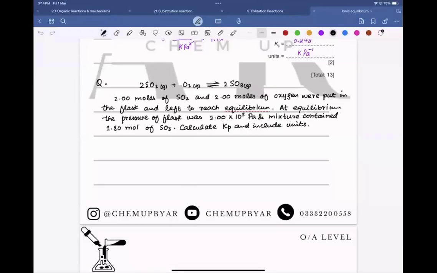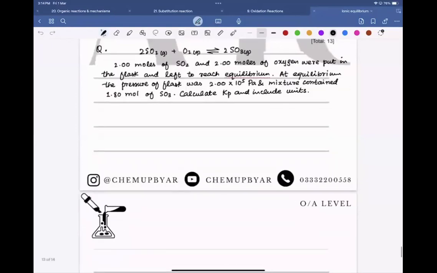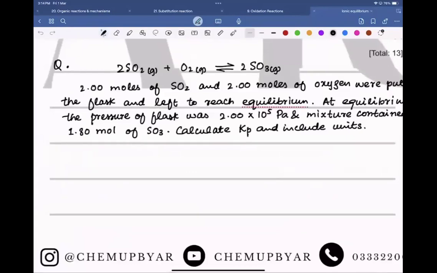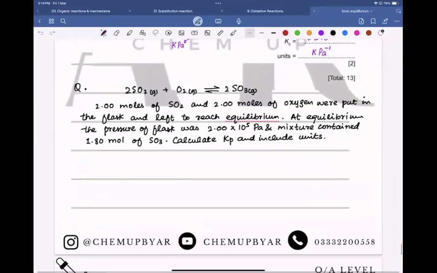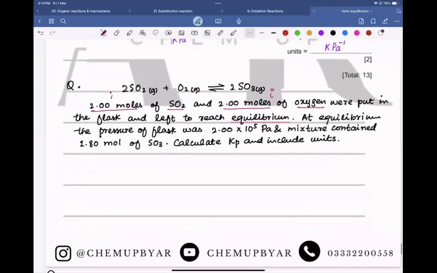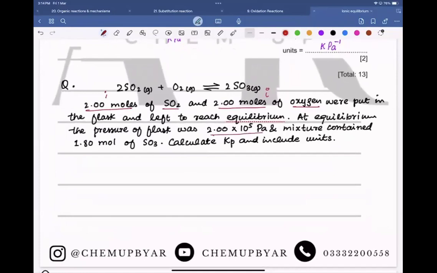So in the last class, I gave you this question to attempt. Now let's see how you will attempt it. First, if you see, these are the initial moles of SO2. Then we have our initial moles of oxygen as well, right? And then at equilibrium, we got the total pressure, that is PT. And these are the equilibrium moles of SO3.